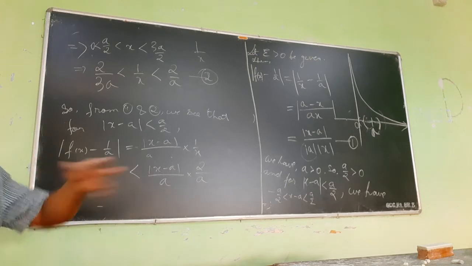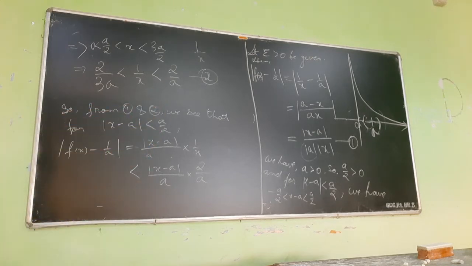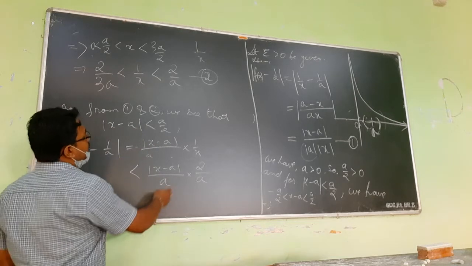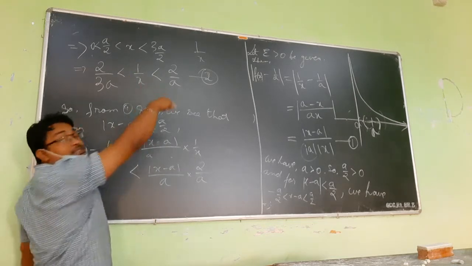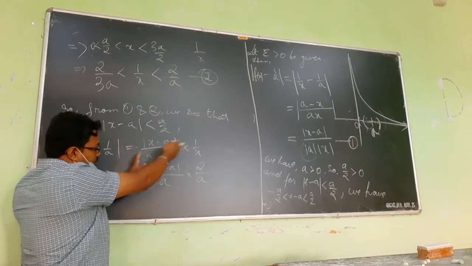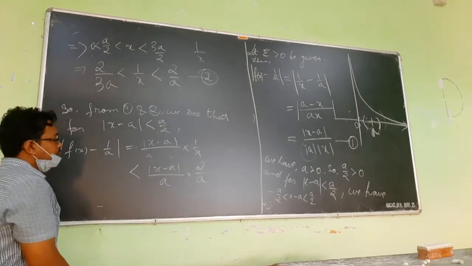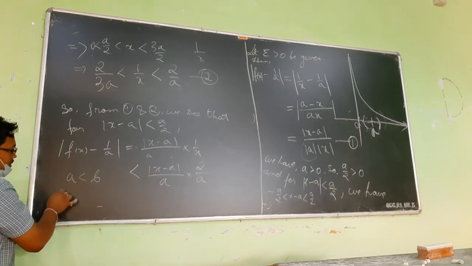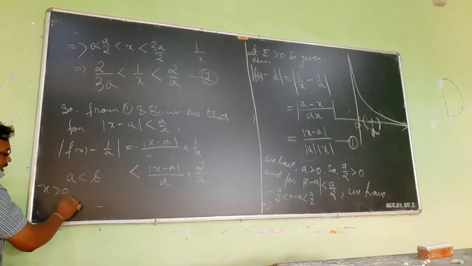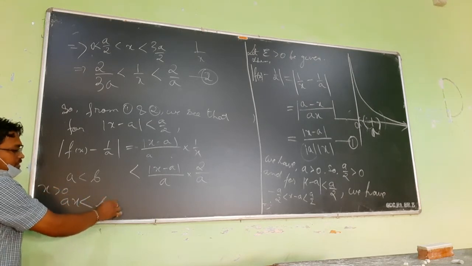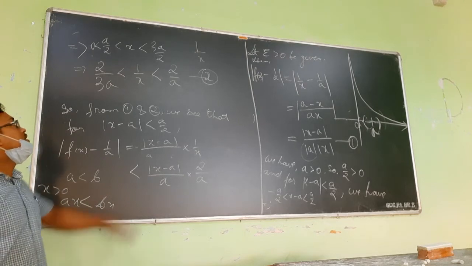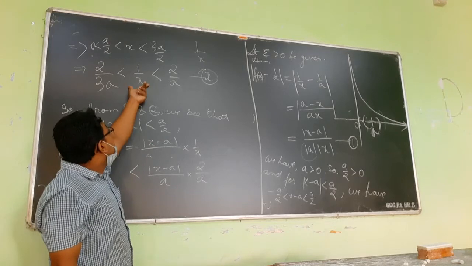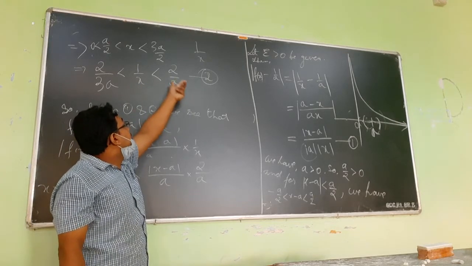Inside this neighborhood, 1 by x is less than 2 by a, so this into 1 by x will be less than this into 2 by a. All these are positive, that is why this is true. If a is less than b and x is positive then ax is always less than bx, we can multiply by a positive quantity. That is what, 1 by x is less than this. So x minus a by a into 1 by x will be less than x minus a by a into 2 by a.